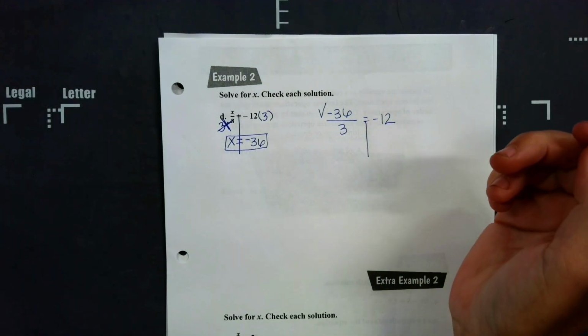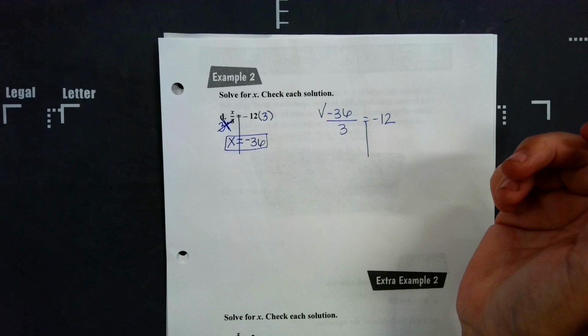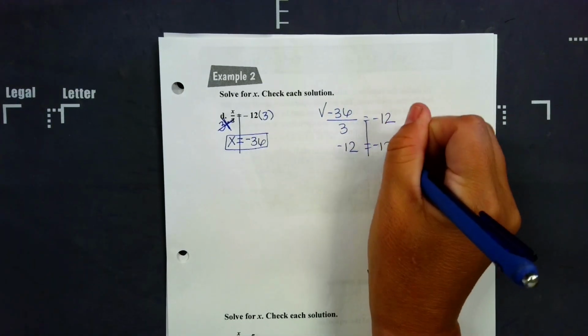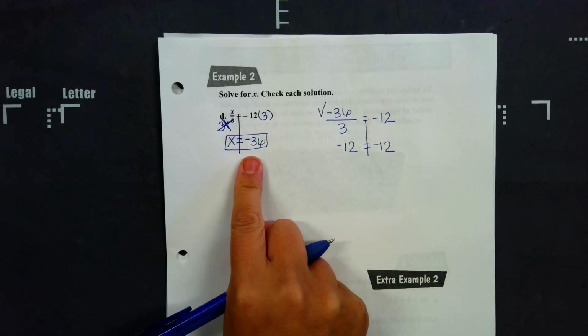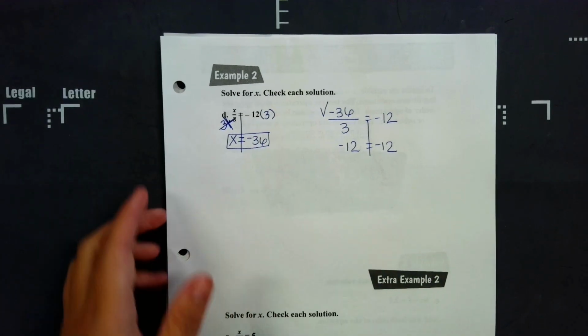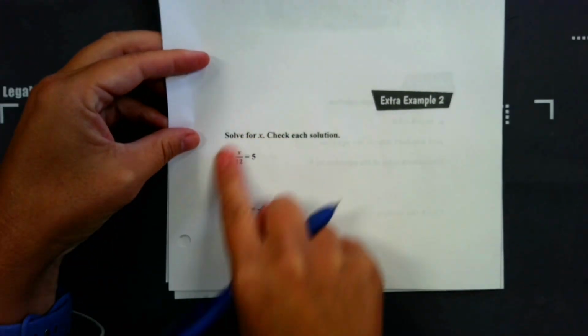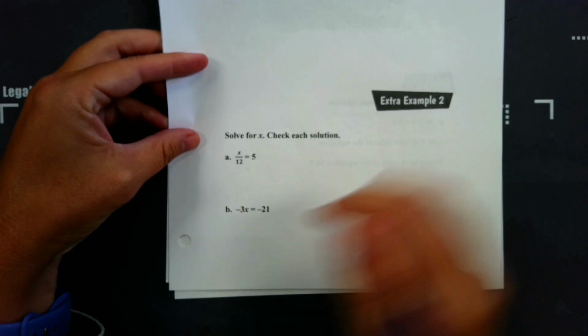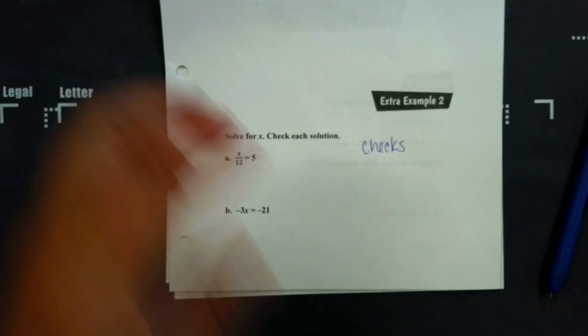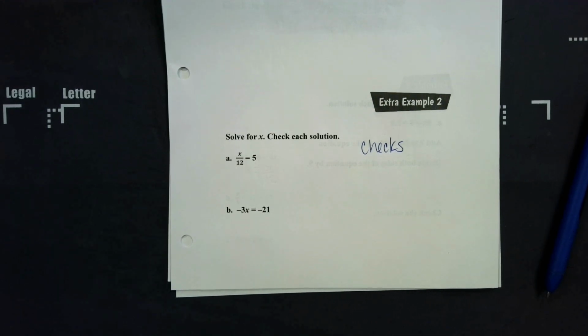Okay. What is negative 36 divided by 3? Negative 12. So since they matched, what does that tell me about negative 36? It's true. Okay, down here are two problems that you are going to try on your own. Don't forget to do the checks. You can use the previous four problems that we did to check your work.